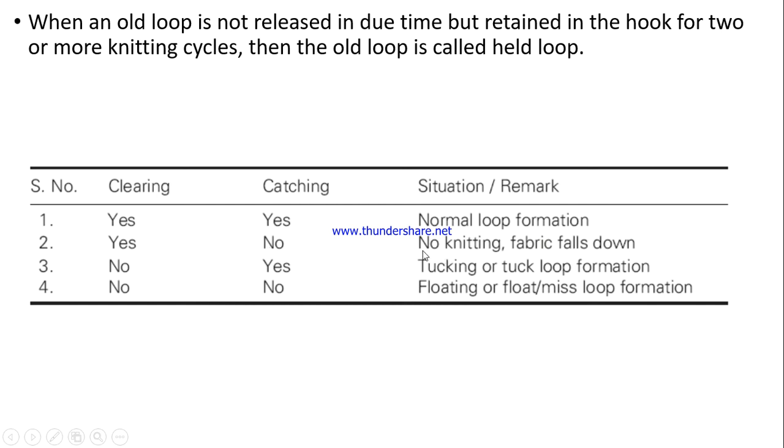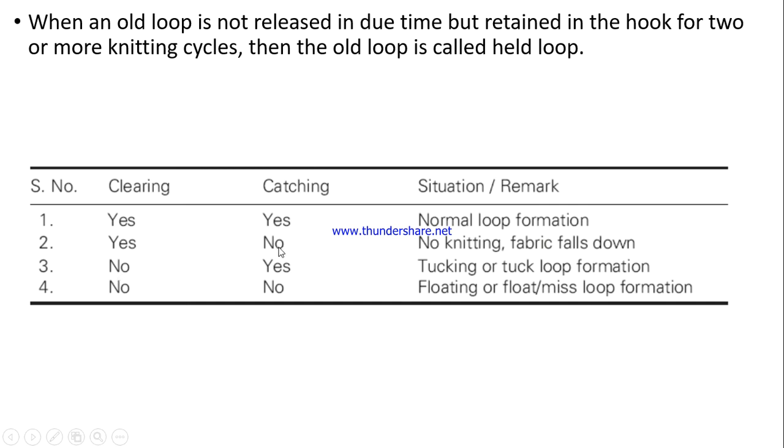Out of touch of the yarn, it cannot control the yarn for the fabric formation. Then no knitting will be done and the fabric falls down. That type of stitch is called drop stitch. Okay, this is a defect in the knitting machine. So when clearing has been done but no catching, that means there will be the dropping of the fabric. This is a type of defect.